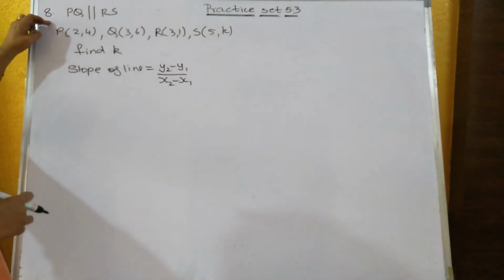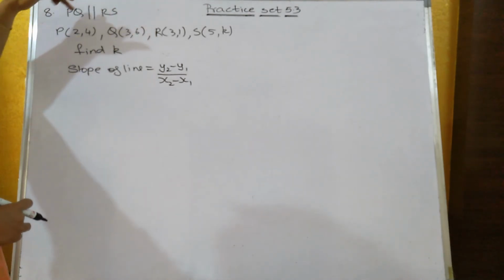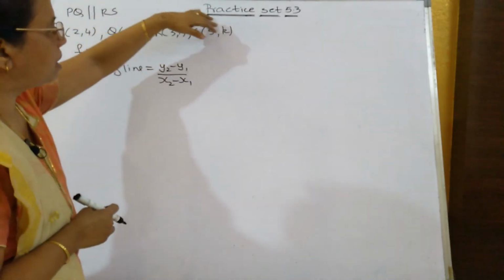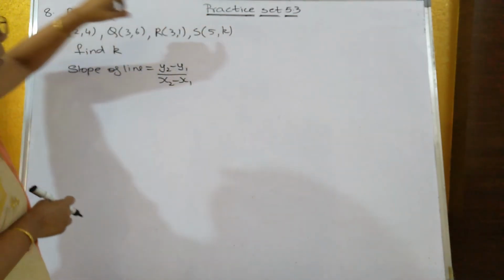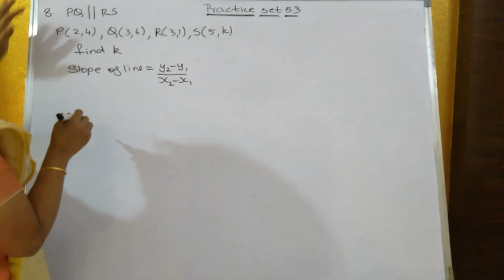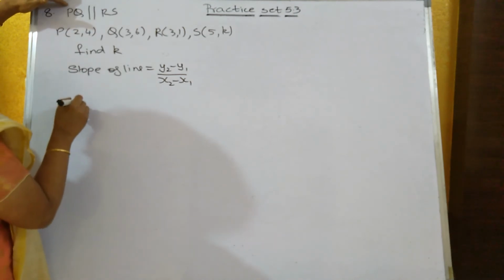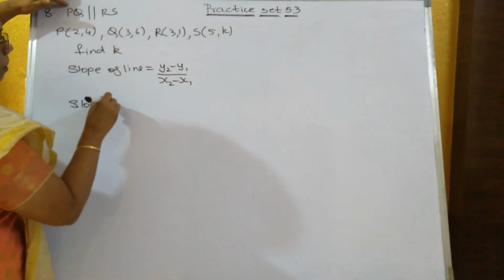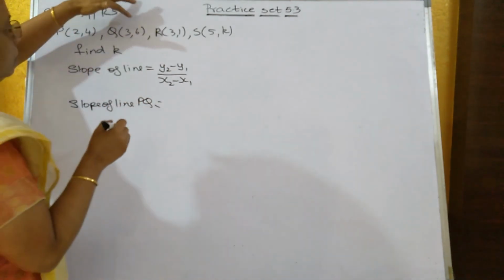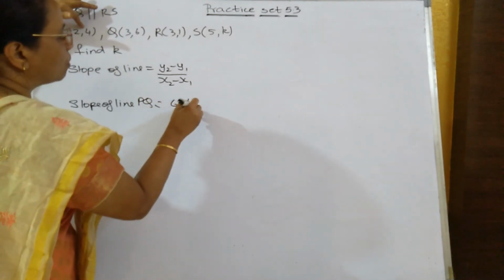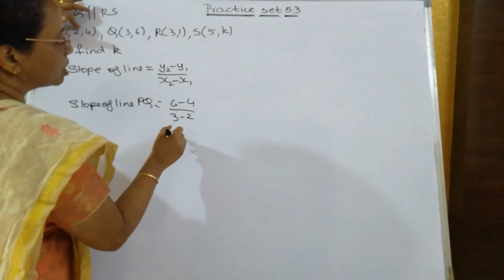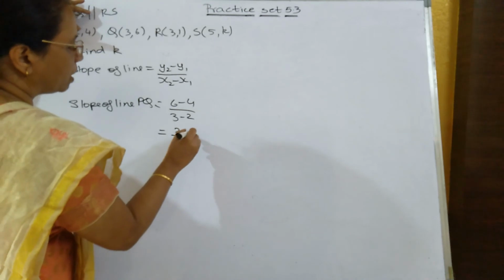Now sum number 8, they have given PQ is parallel to RS and the coordinates of P, Q, R, S are given, and S is (5, K). So we have to find out the value of K, and we know that slope of line is Y2 minus Y1 upon X2 minus X1. Now they have given PQ is parallel to RS, so slope of line PQ we will find out, that is 6 minus 4 upon 3 minus 2, so 6 minus 4 is 2 upon 1, so that's equal to 2.